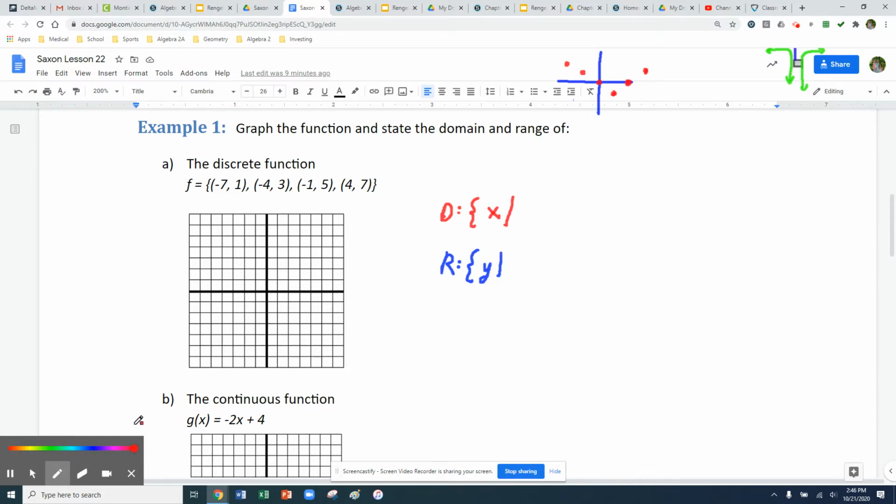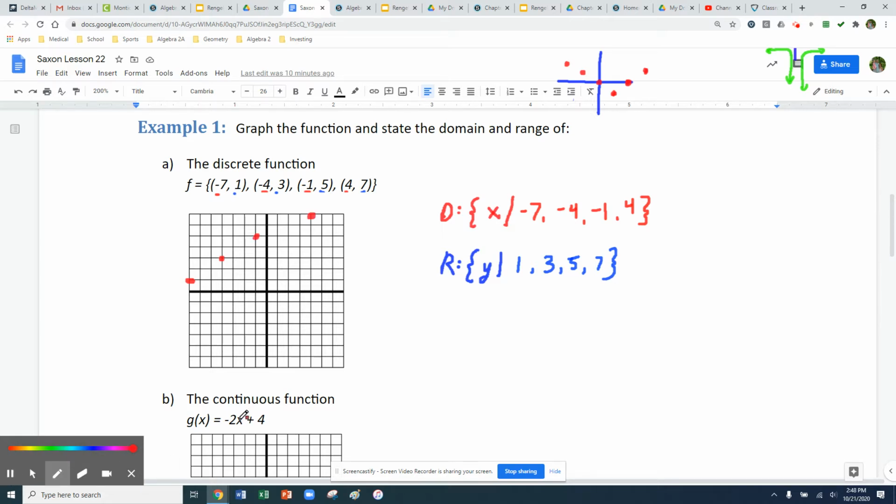So I'll start out by finding the domain. I'm just going to look and tally up all the x values that I'm using in my function and list those out in my domain. Then I'll take the list of the y values and list those in my range. Once I've got both my domain and range listed, I can now start to plot out the points. So I will take -7, 1, we'll start to plot out our points. So you can go ahead and plot out the other three.